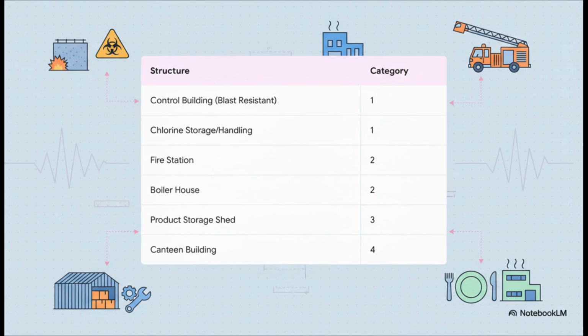They need to stay standing so they can be used in an emergency. A simple storage shed, Category 3. Its collapse would be a financial headache, but not a disaster. And the company canteen, that's a classic Category 4. This table really makes those abstract definitions feel tangible.